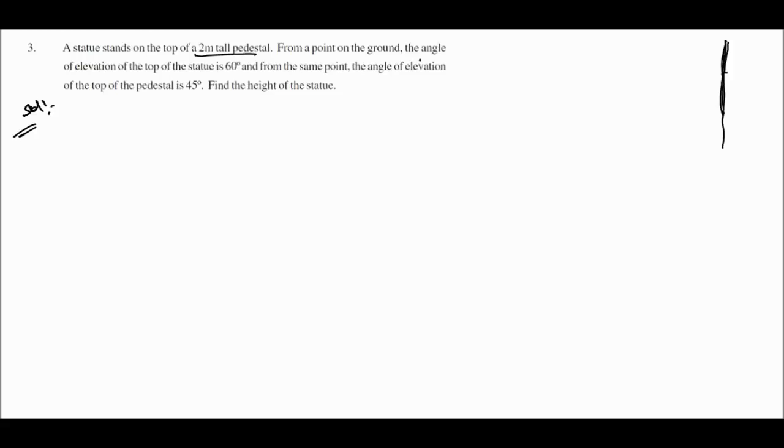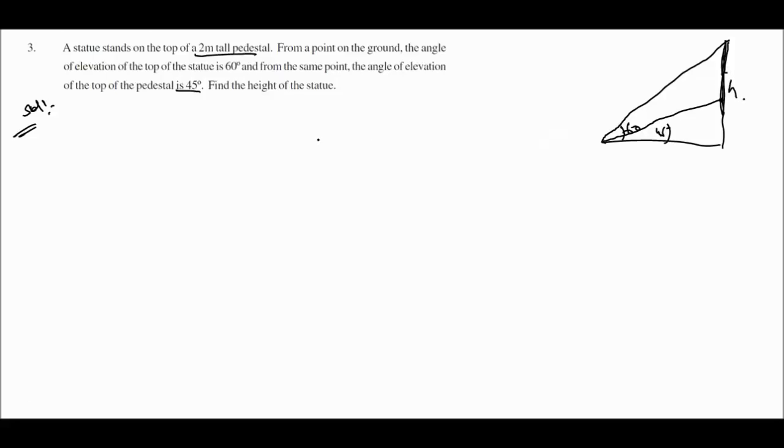From the point on the ground, the angle of elevation of the top of the statue is 60 degrees. And from the point, the angle of elevation of the top of the pedestal is 45 degrees. He is saying 45 degrees. Find the height of the statue. He is asking for the height of the statue.